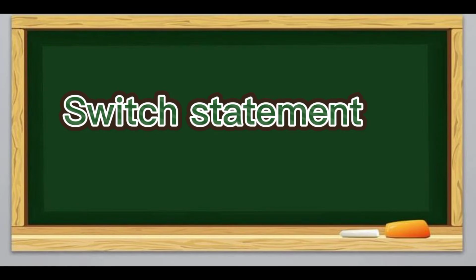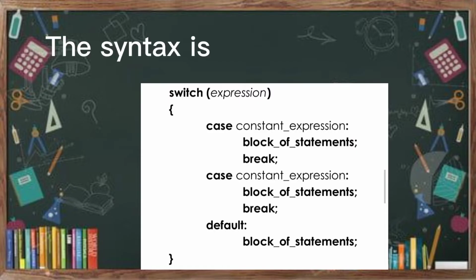Switch statement. The switch statement is another selection control statement used in C++. It is used to select one of the blocks of statements to be executed based on the value of the expression when tested in each case. The syntax is: switch is the keyword for the switch statement.